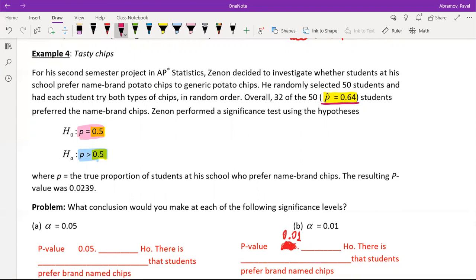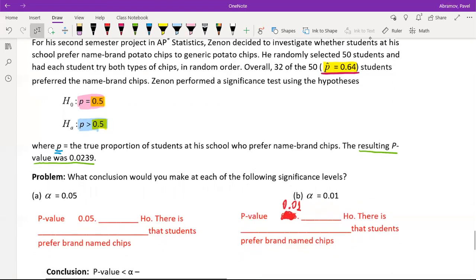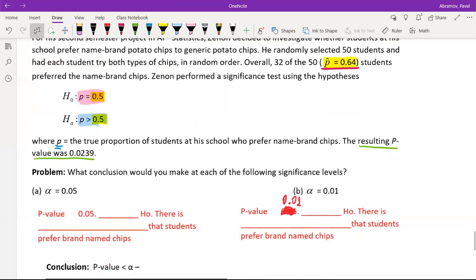Never write your null and alternative hypothesis in terms of your statistic, in terms of p hat or x bar when we talk about the means. It's always in terms of the parameter only. Notice that we do need to define the parameter as well. And we're not discussing how the significance test was created because we haven't talked about this, but we are told that after the significance test was done, this person found the p-value to be 0.0239. So now the question is, should he reject or fail to reject the null hypothesis?